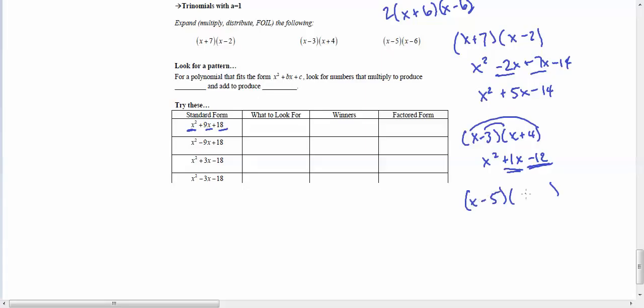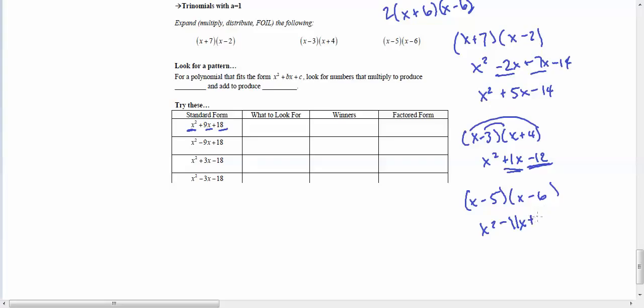x minus 5, x minus 6. I know the first term is probably going to be an x squared. All right, what's the middle term going to be? Good, good. It's negative 11x, actually. Okay, what is the third term in this thing going to be? No, 35. 30, just 30.